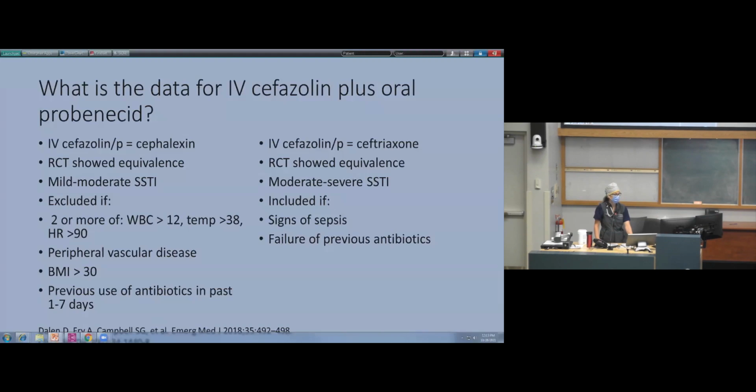If you had peripheral vascular disease or an elevated BMI greater than 30, you were excluded from this trial. And if you had failed oral antibiotics prior to coming to the emergency room, you were excluded from this trial. So really, all the reasons that we usually give IV antibiotics weren't really in this trial. And they did show equivalence between IV cefazolin with oral probenecid and cefalexin. But it was a very restricted group of patients.